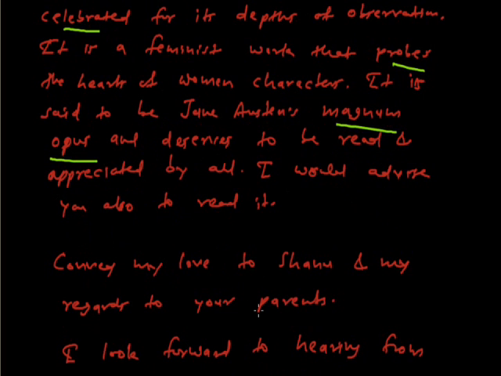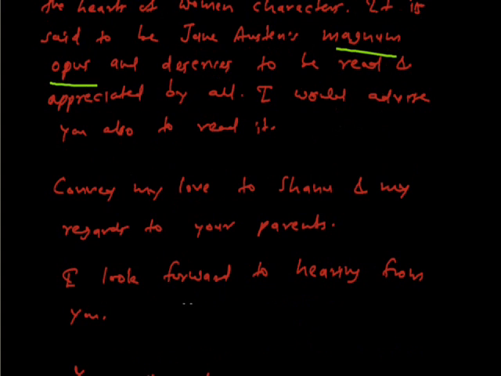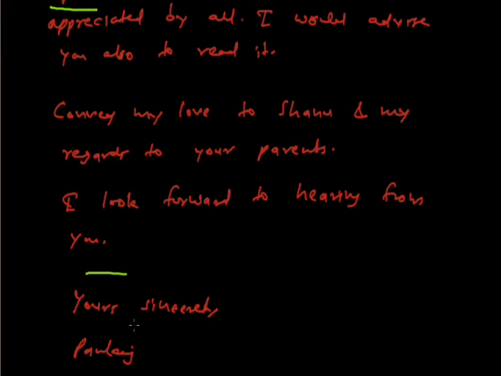Then I write, convey my love to Shanu and my regards to your parents. Then I leave a line again. I look forward to hearing from you. Then I leave a line here, and then I write yours sincerely. Sincerely in small letters. There's no apostrophe in yours. There's no comma after sincerely. Okay? And then I write my name, and that's it. That's how I finish it. So follow the format strictly, or you'd be marked down.